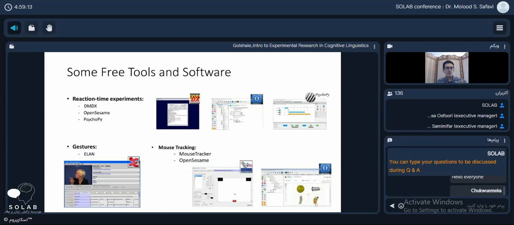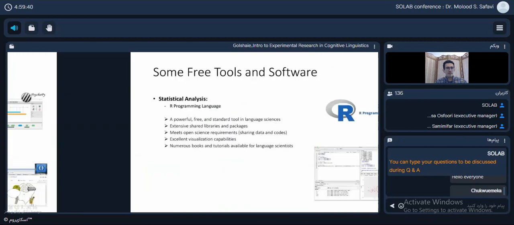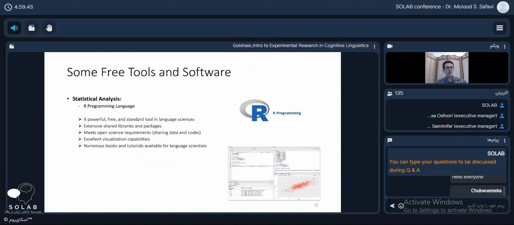And for mouse tracking, there are some programs available like Mouse Tracker, and also Open Sesame has some functionalities to make experiments using mouse tracking of the stimuli. And also for statistical analysis, today the R programming language is becoming the standard method, the standard way of doing statistics.